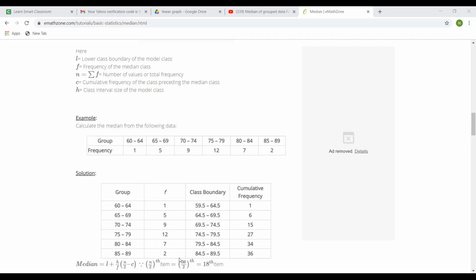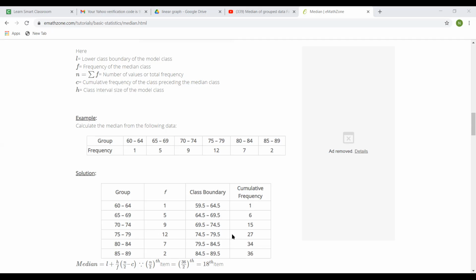So first, when we add these two columns, we need to find the estimated median group. What is our median group? Median group means first we need to know the middle value of the data, in which class the median actually lies. So how can we find the median group? By dividing the total number of values by 2. 36 total values divided by 2 becomes 18. The 18th value of 36, where is the location?